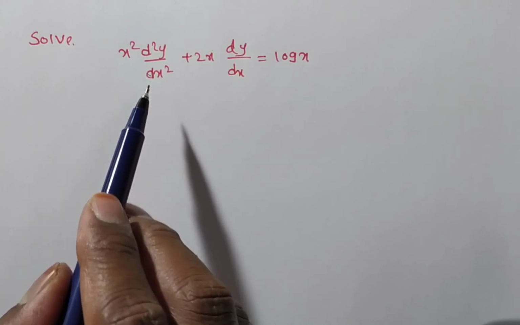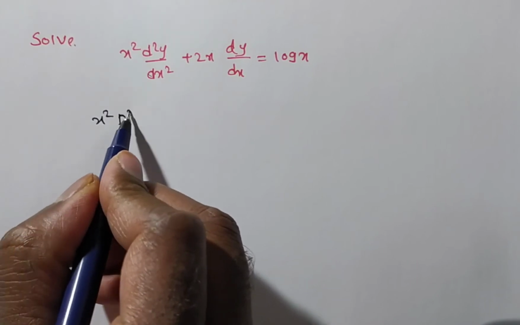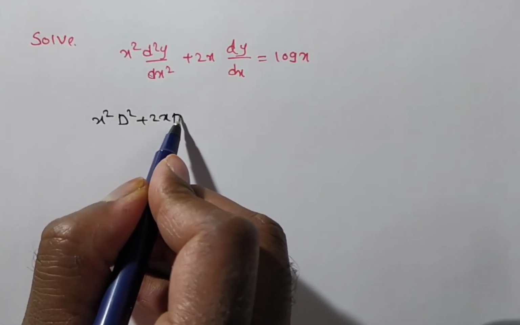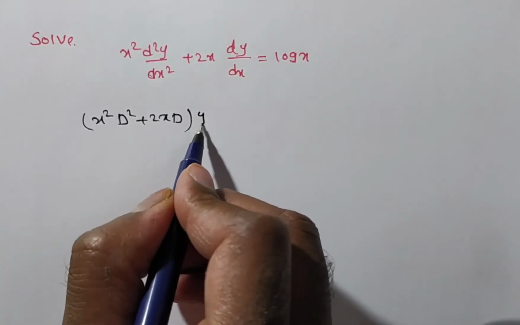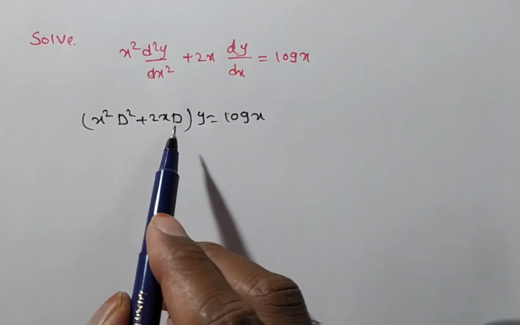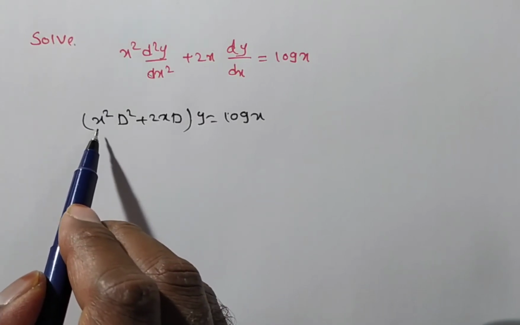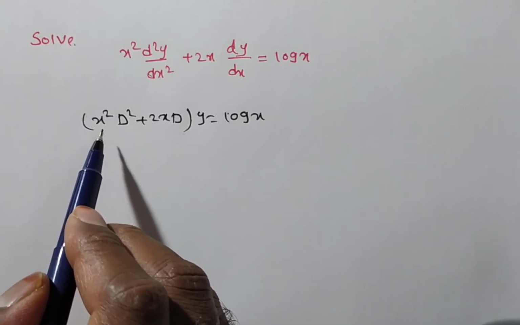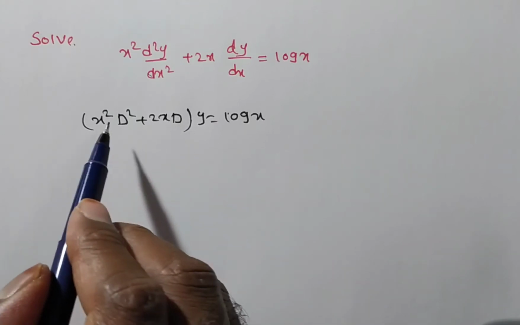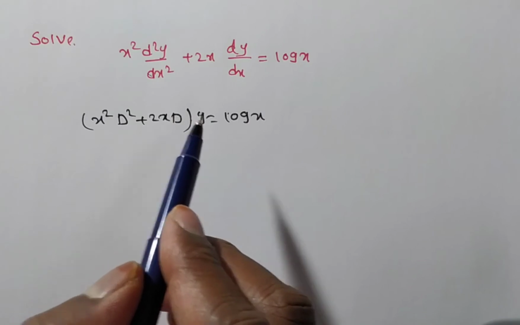First of all, we have to write it in operator form. If you write it in operator form, then you see (x²D² + 2xD)y is equal to log x. By observation of this problem, what is the derivative quotient? Here you have x terms, and the derivative quotient is a variable. The x term is nothing but a variable. Here also you have a variable. So if the quotient is a variable, then you can say the differential equation is said to have variable quotients.